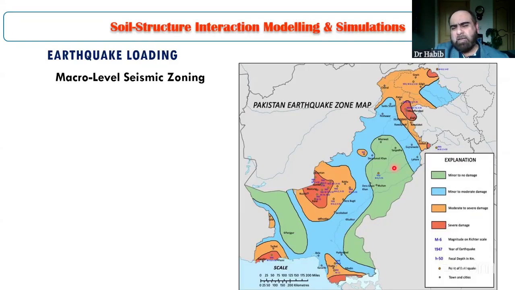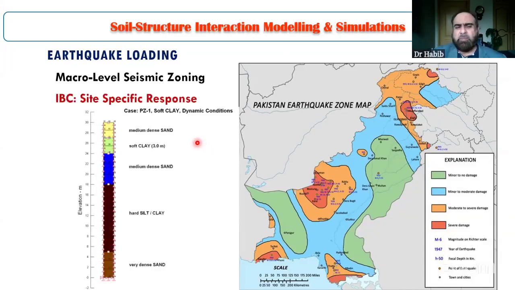But in reality, we can have very weak zones within an overall stronger zone, or we can have, for example, soil or rock which will behave in a very poor manner against even a medium intensity earthquake, and vice versa as well. So that's why the IBC, International Building Code, is asking for site-specific response.